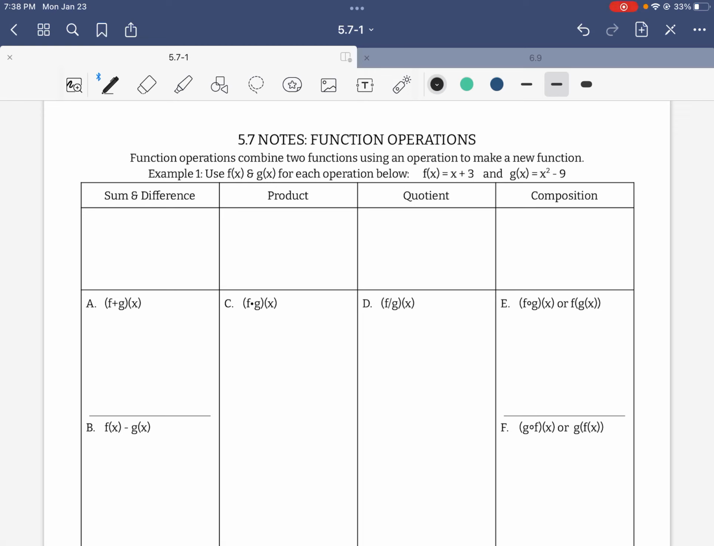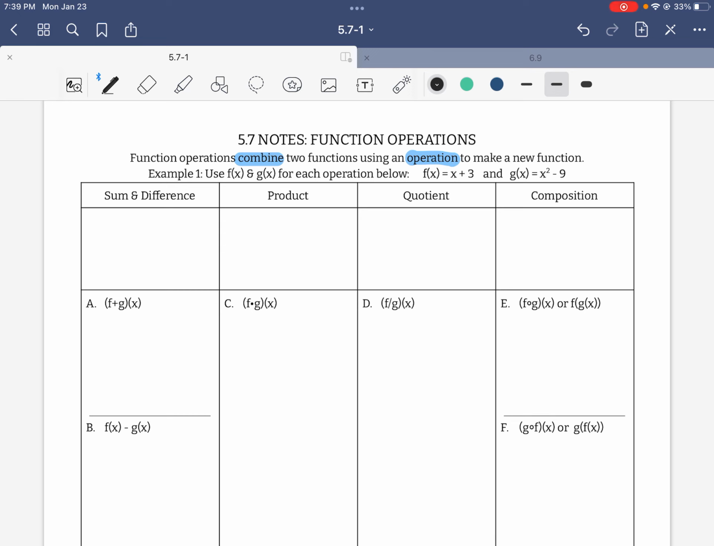The 5.7 notes. Today we're going to be talking about how to combine two functions together to create a new function using 4 operations: sum and difference, product, quotient, and a new one called composition. Composition you've probably never done before, so pay extra special attention to that one.